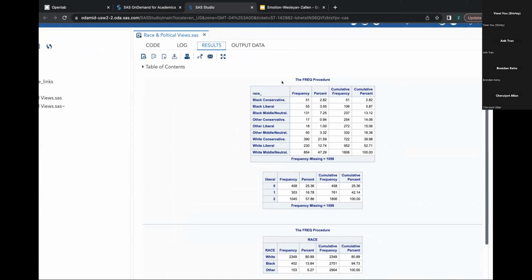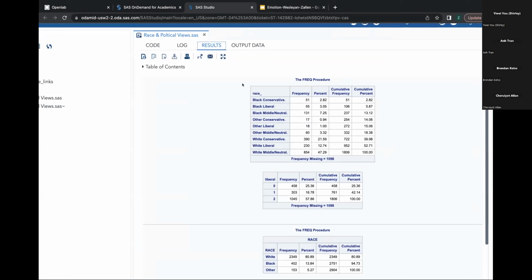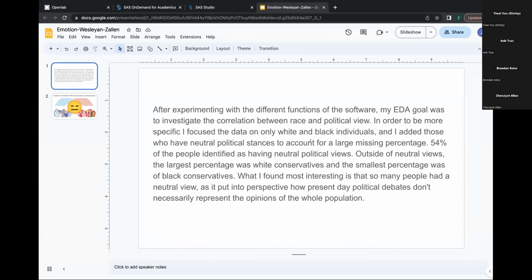Love it so far. The thing I found the most surprising in my visual is the neutral stance. Collectively, 54% don't have a political stance one way or the other. I thought that was pretty interesting. Yeah, that is interesting. You wouldn't think it, but that's good news. Yeah, great news. I found it interesting how so many people, and how it really puts things into perspective.